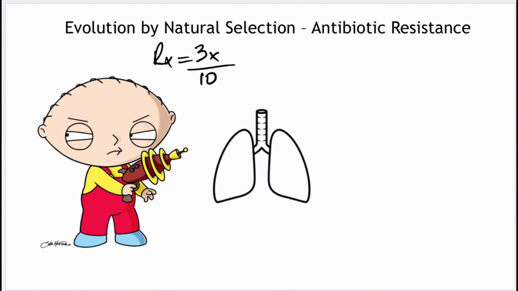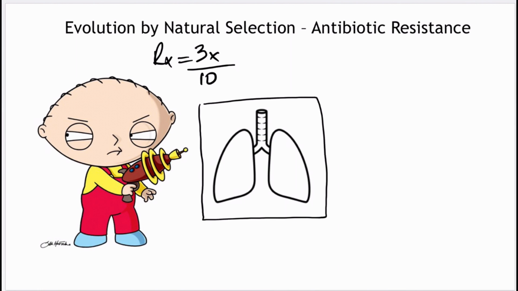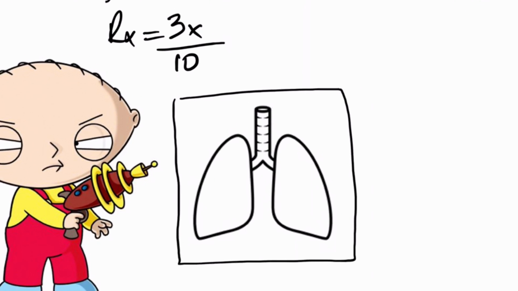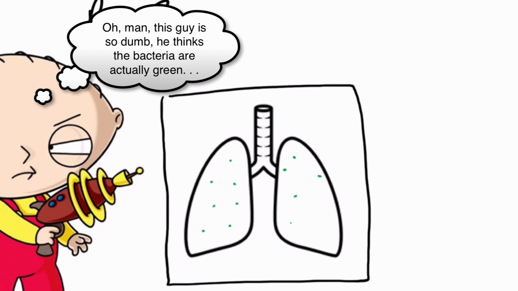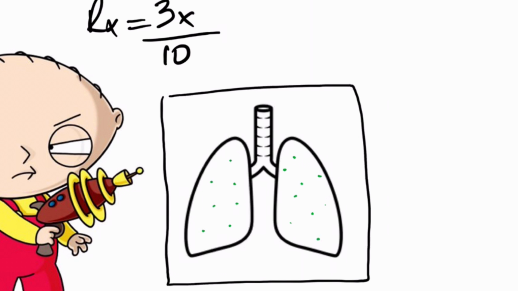So we're going to think about Stewie's lungs here as hosting a population of bacteria. And in this population of bacteria, there's going to be some natural variation. And the variation we're interested in is in a gene which gives the bacteria the ability to resist a certain antibiotic. It doesn't matter, we can pick any antibiotic. So there are some green bacteria, and these green bacteria have a variation of the allele which makes them normally sensitive to the antibiotic that Stewie's taking.